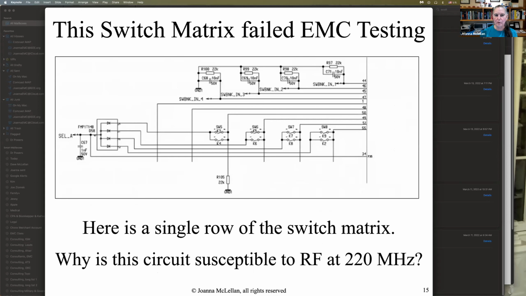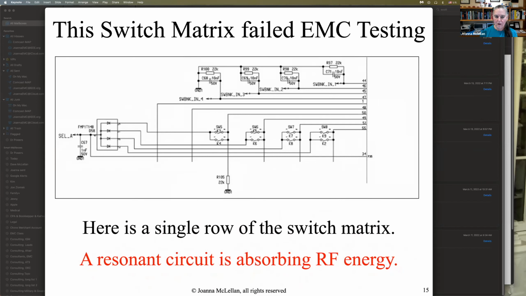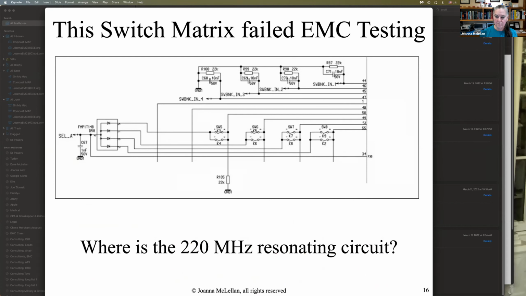Why is it that when you irradiate this circuit, here I'm showing just a single row of the circuit, this circuit thinks that a button has been depressed? Well, the answer to that question is simple. There's a resonating circuit that is absorbing RF energy at 220 megahertz. So if you would all take a look at this and tell me, where is the 220 megahertz resonating circuit in this row of components?